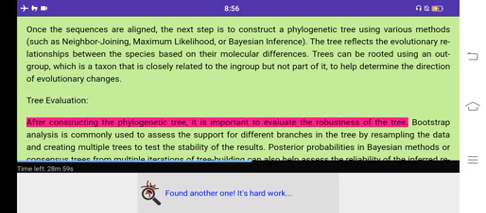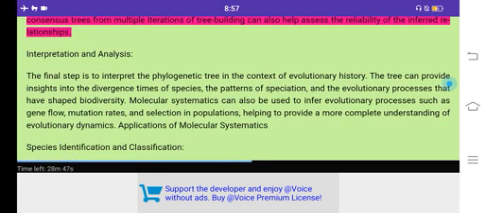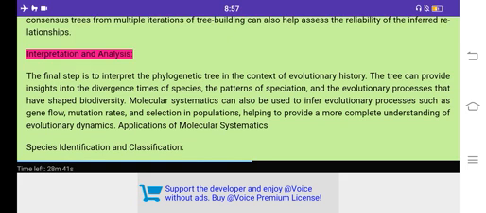Tree evaluation. After constructing the phylogenetic tree, it is important to evaluate the robustness of the tree. Bootstrap analysis is commonly used to assess the support for different branches in the tree by resampling the data and creating multiple trees to test the stability of the results. Posterior probabilities and Bayesian methods or consensus trees from multiple iterations of tree building can also help assess the reliability of the inferred relationships.